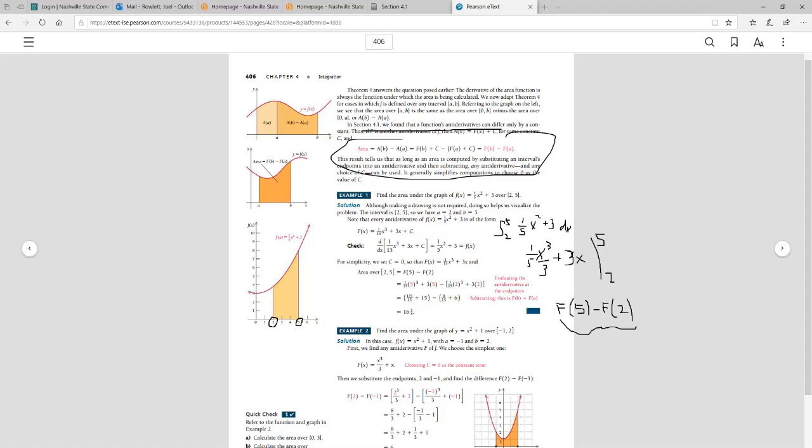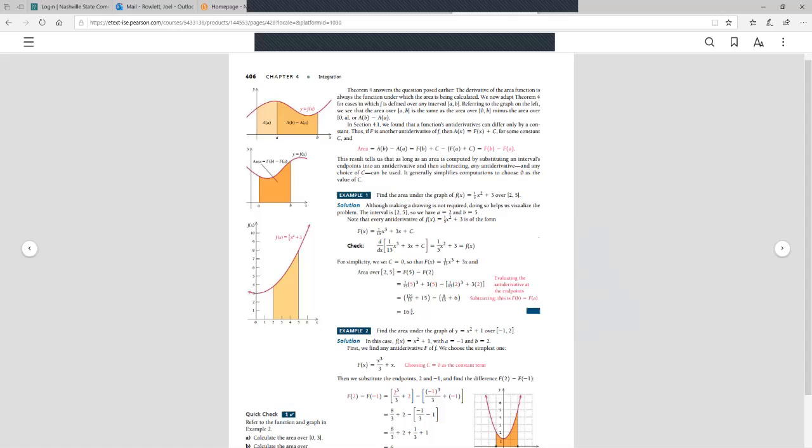To get the exact area, I have to now go back and plug 5 into this equation here. That would give me capital F of 5. Then I subtract capital F of 2. In other words, I have to take 2 and plug it into this function, the antiderivative function. And once I subtract, I will get the exact area. That is exactly what they did in the example.